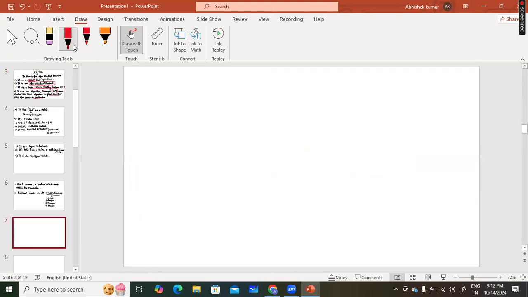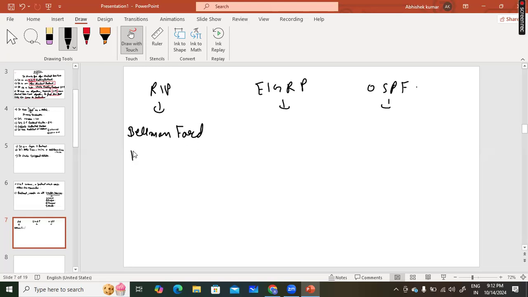Tell me, which algorithm is used by RIP to determine the best path? Anyone remember? RIP and EIGRP, which algorithm does each use? Bellman-Ford. Which one, RIP or EIGRP? RIP, exactly. RIP uses Bellman-Ford and EIGRP uses the DUAL algorithm. What is the full form of DUAL? Diffusing Update Algorithm.